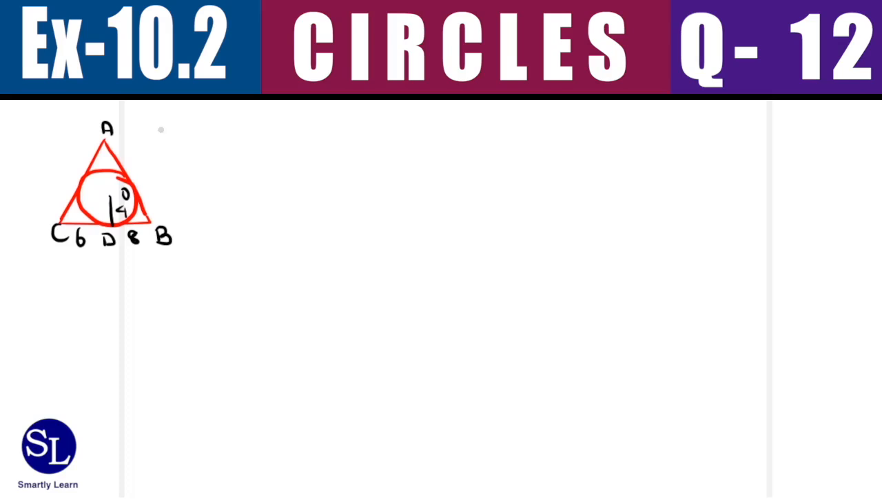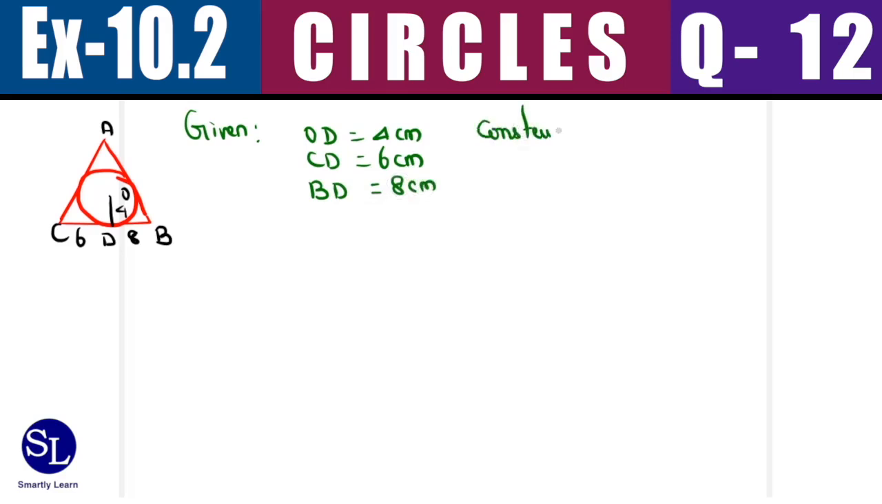So let's list what is given to us first. Given is OD is equal to 4 centimeter, which is also the radius. CD is equal to 6 centimeters and BD is equal to 8 centimeter. Now we're going to do some construction. Construction is join OA, OB and OC. So I'm going to use dotted lines to show that. So OC, OA and OB are joined through dotted lines. Now we need to find out what is AB and AC.